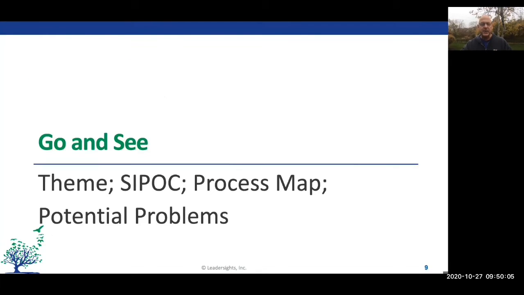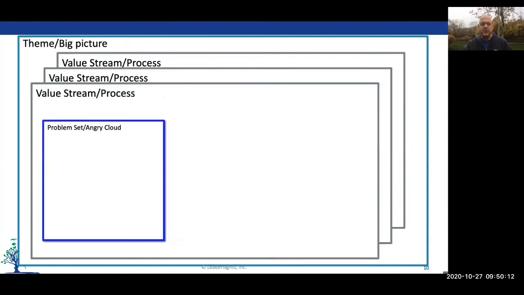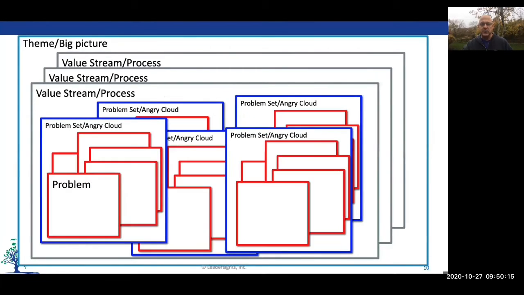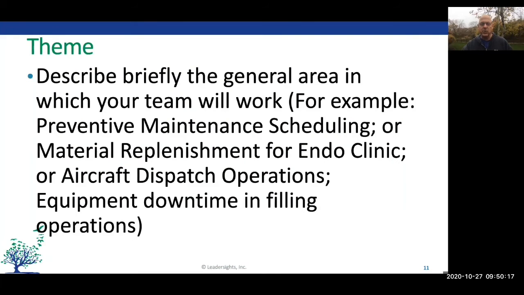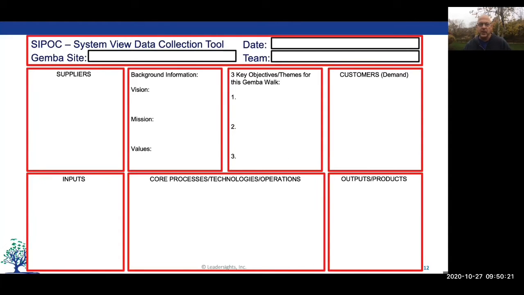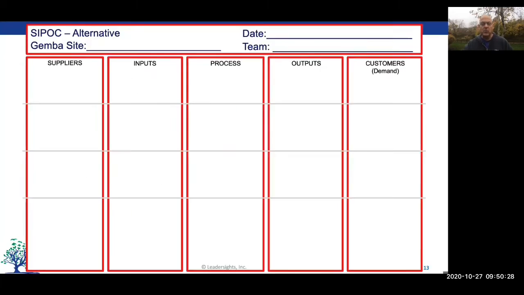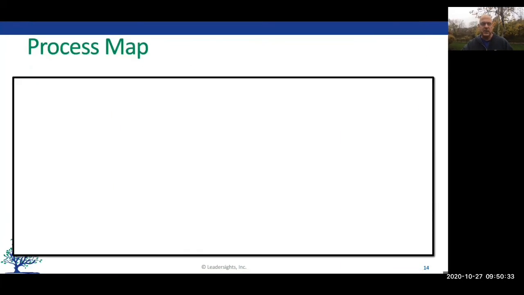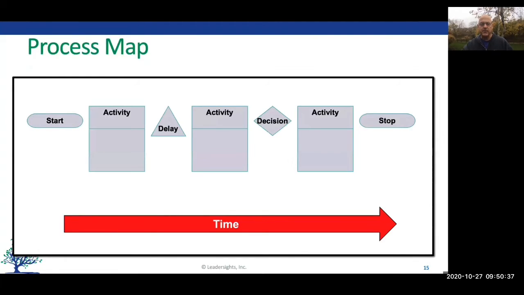Provide background information, then go and see with understanding what's actually going to happen. So we got problems, we got value streams, we got problem sets, we got root causes. We're going to start with the theme. We're going to drill down through a SIPOC diagram, which means suppliers, inputs, process, outputs, and customers. This is one form. I give them two forms in this, and I'll stick more of these kinds of worksheets through this file as we go. Space for a process map and a little example of what it looks like.